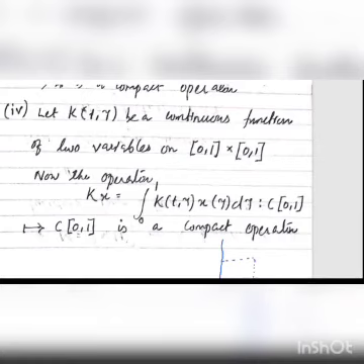Okay, this is 0, this is 1. So this is the domain. Now you define Kx equal to the integral from 0 to 1 of k(t, τ) x(τ) dτ. This is defined from C[0,1] to C[0,1]. Now this is a compact operator. So how to prove it?